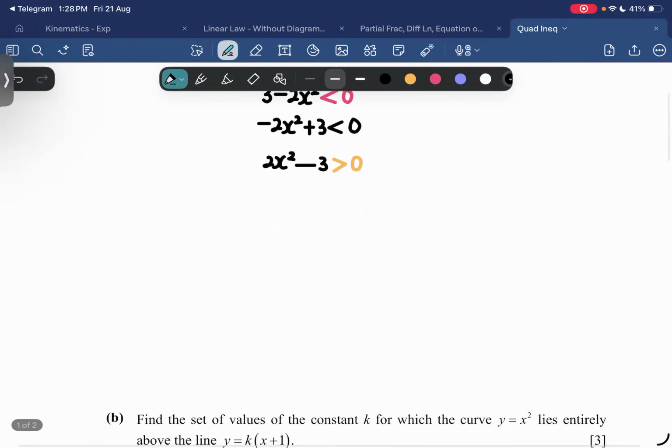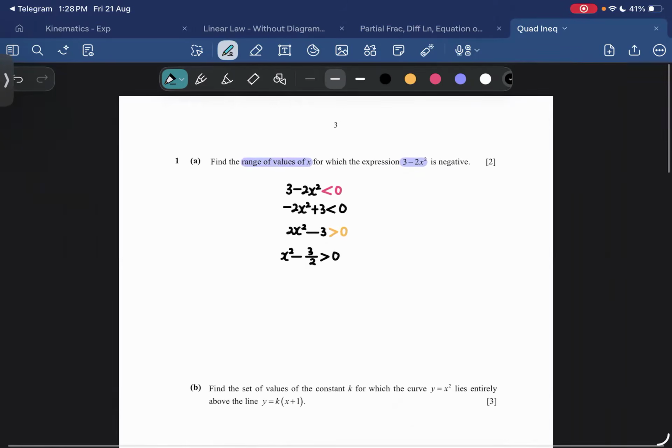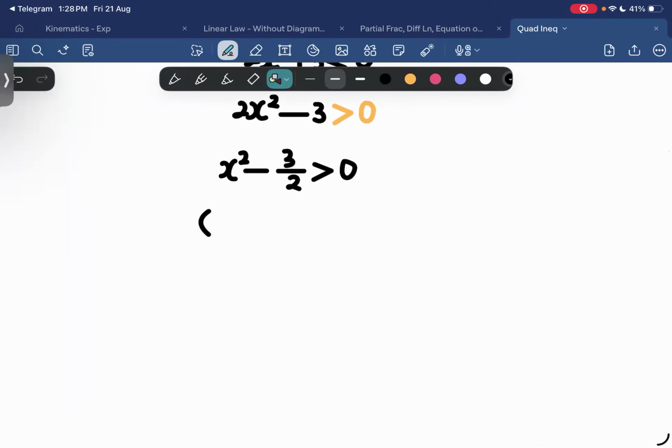Okay, so now from here, how do I actually do this? We're going to divide by 2 first. So what we have here is x squared minus 3 over 2 more than 0. So I mean, this question didn't state that they need this in exact form, but I'm going to show you how I actually do it. This can be forcefully made into a squared minus b squared.